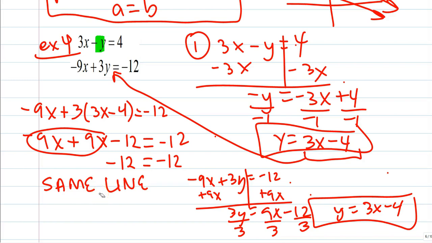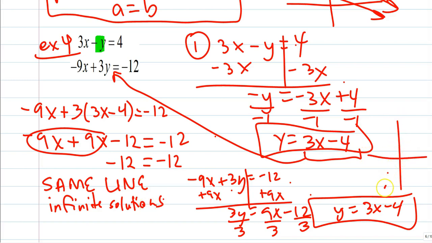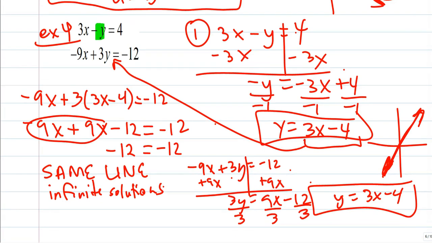They have a solution. Negative 12 equals negative 12. They're not different like the last one. So what answer would I want for this? This would be infinite solutions. Remember, what would this look like if I graph this? Here would be the first line. Here would be the second line. They're the same line. So what does that mean? They will have infinite points in common.